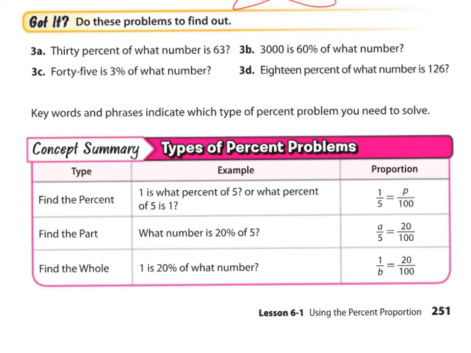Okay, let's try these. Now, notice that we have a concept summary here, this pink section. I would like you to copy this pink section down in your notebook and make sure that this concept is what you walk away with. Find the percent, they explain what it is. Find the part, they explain how to set it up. And find the whole, they explain how to set it up.